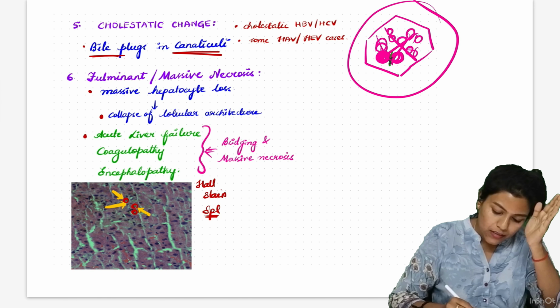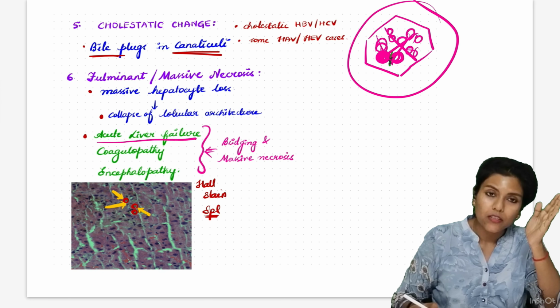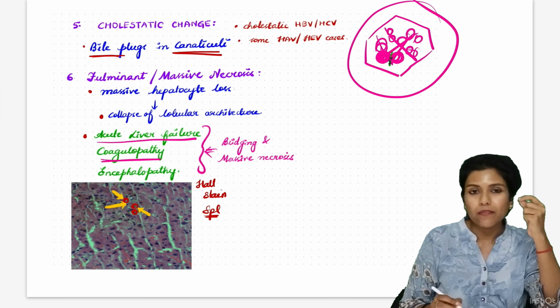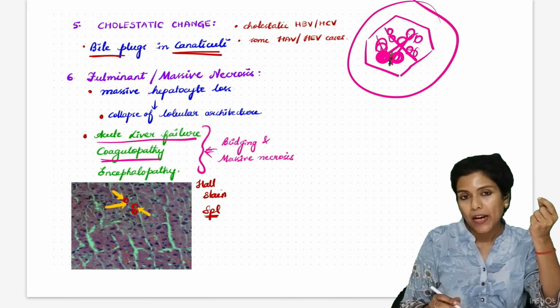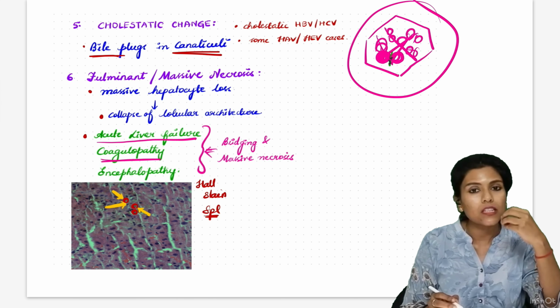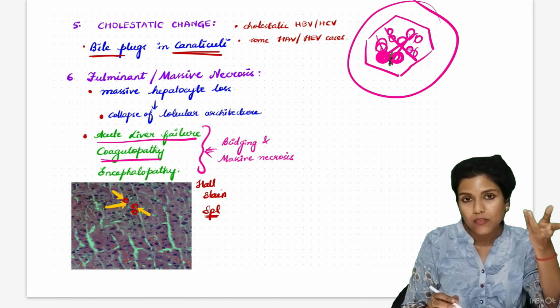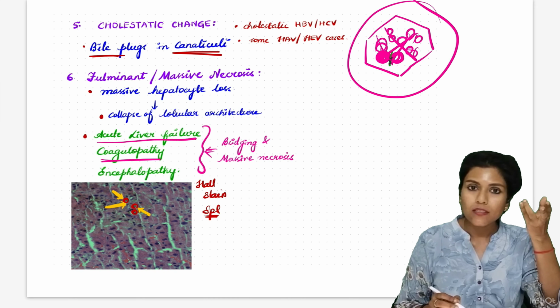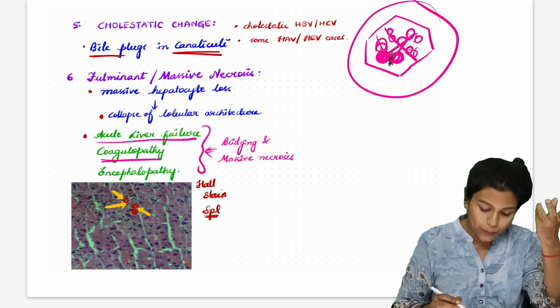It will rapidly result in acute liver failure, and there will be coagulopathy. Why coagulopathy? Because hepatocytes synthesize clotting factors. When all the hepatocytes are damaged, clotting factor synthetic activity goes down. So clotting factors are not synthesized, and that will result in coagulopathy.